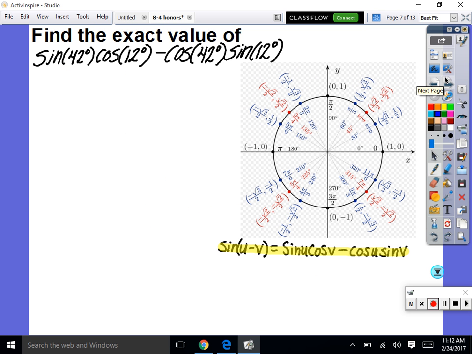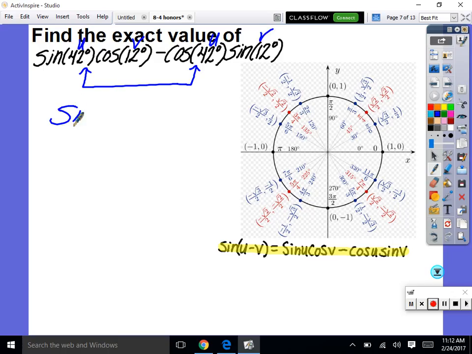Okay, next thing it says, find the exact value of this. Notice none of those, 42 and 12, are on our unit circle, so we can't do that. But we would recognize, oh, this is a sum or difference formula. It's sine, right? So this must be u, this must be v.